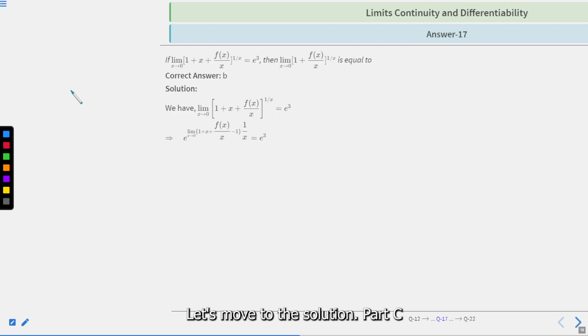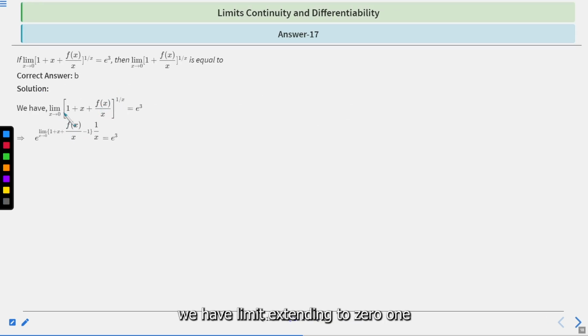Okay, let's move to the solution part C. We have limit x tending to 0, (1 plus x plus f(x) upon x) to the power 1 by x, is given as e cube. It can be written as, if we can break it in 1 to the power infinity form. As we know, 1 to the power infinity form can be broken as: limit x tending to 0, f(x) to the power g(x) can be broken as e to the power limit f(x) g(x) into f(x) minus 1, right?